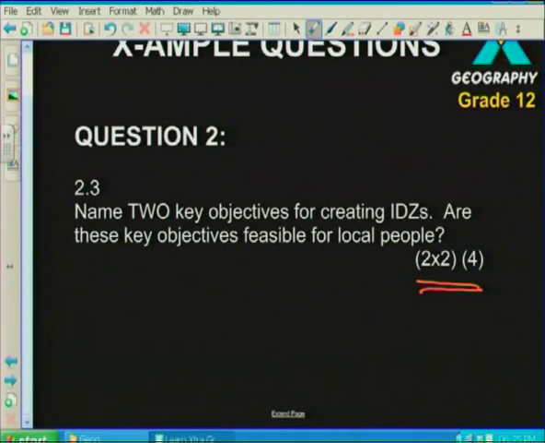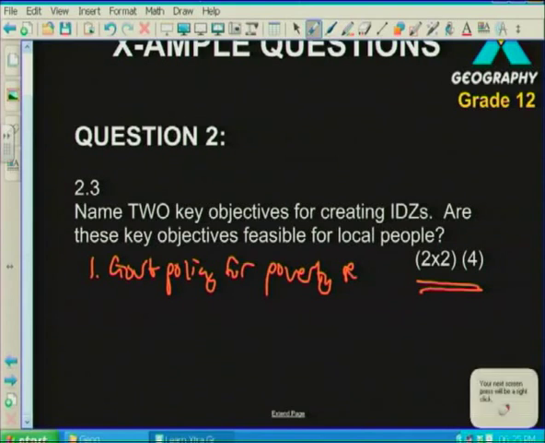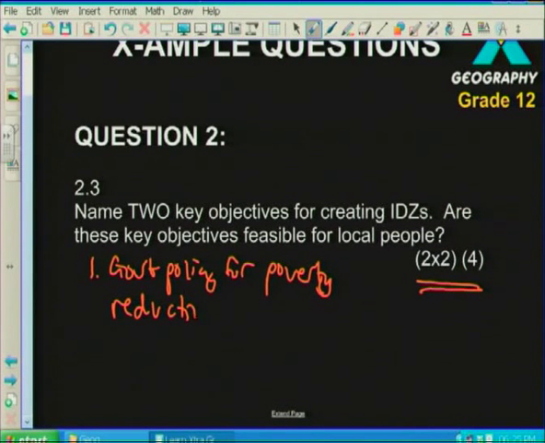All right, any 2 of the following would be acceptable. First of all, we must address the first issue. Name 2 key objectives of creating IDZs. What are IDZs supposed to do? What is their function? What is their purpose? They provide the government with assistance and support to the poor and historically disadvantaged where economic potential exists. So basically, the government uses this policy for poverty reduction. So you can talk about poverty reduction, employment equity, all of those sorts of things come into play over here.